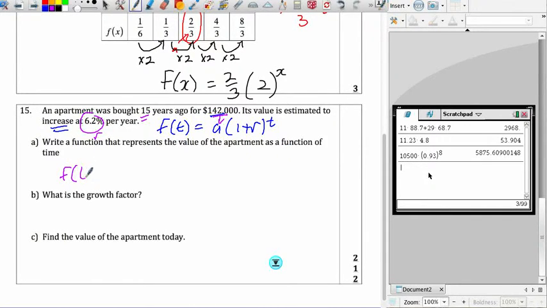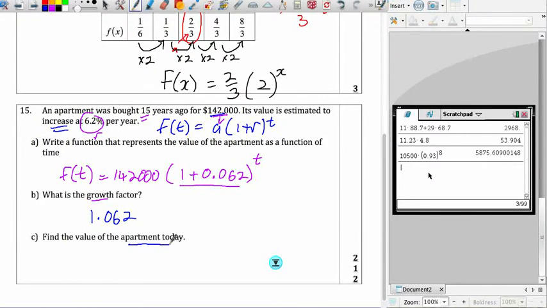So we're going to begin by saying f of t is equal to 142,000 multiplied by 1 plus 0.062. So 6.2%, we divide by 100 to get a decimal, to the power of t. Okay, in this case this is called the growth rate. The growth factor is just the value of the entire parenthesis. And so the growth factor in this case is 1.062. That's the number you would multiply by each year to figure out how much it's growing by.